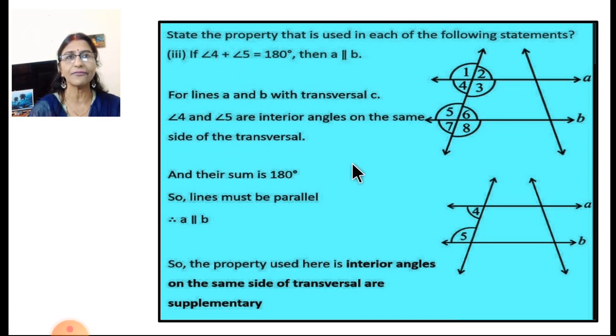Angle 4 and angle 5, you can see here separately. These two angles are shown here. They are the interior angles on the same side of the transversal. So they are co-interior angles and their sum is 180 degrees. So the lines must be parallel, otherwise they will not be supplementary. They will not be 180 degrees. Therefore A is parallel to B. So the property used here is: interior angles on the same side of the transversal are supplementary.